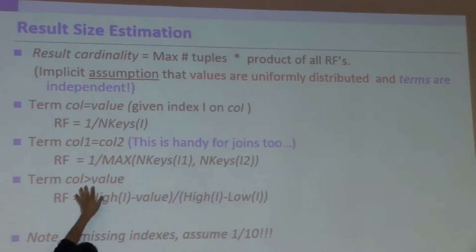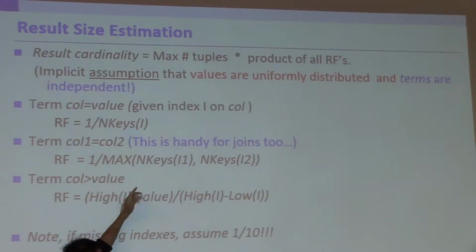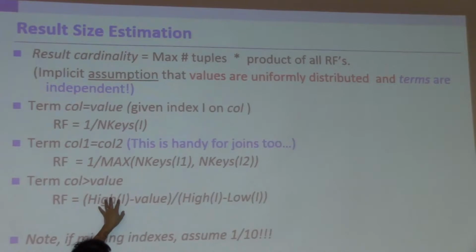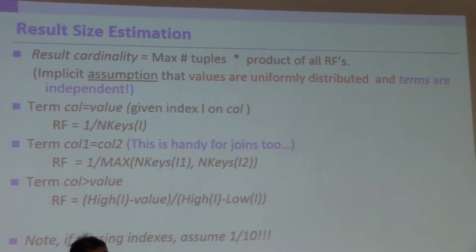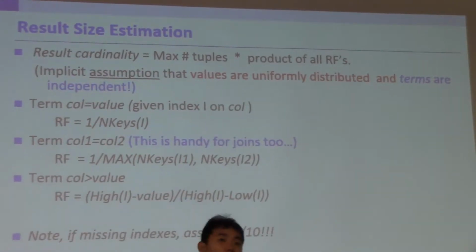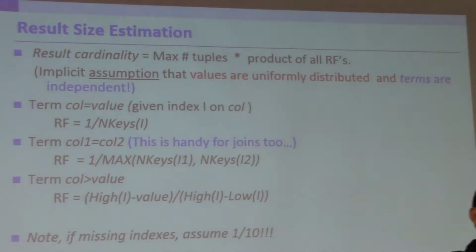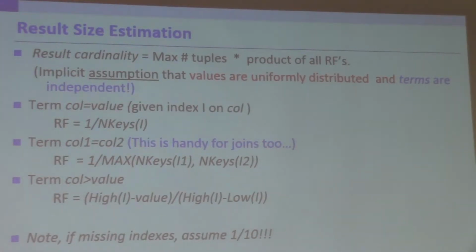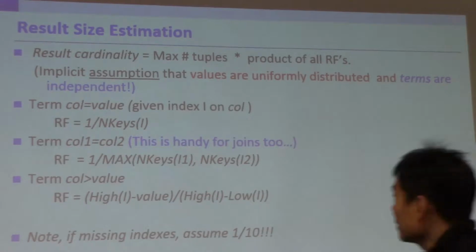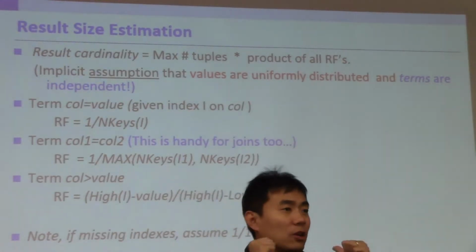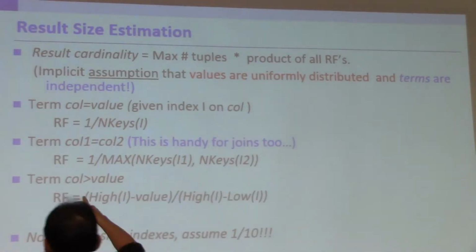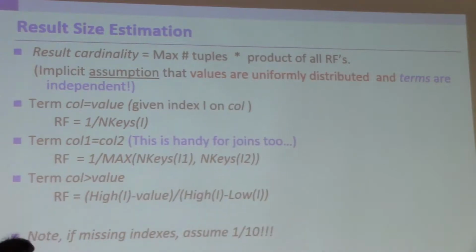What if you have two values, greater than value 1, less than value 2? Well, then you replace the high value with value 2, and the width becomes value 2 minus value 1. Again, this only works if what? If you assume uniform distribution. What if you don't? I will talk about that next. But before we do that, let's think about yet another term.